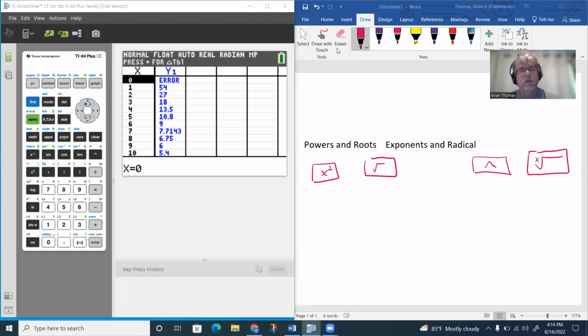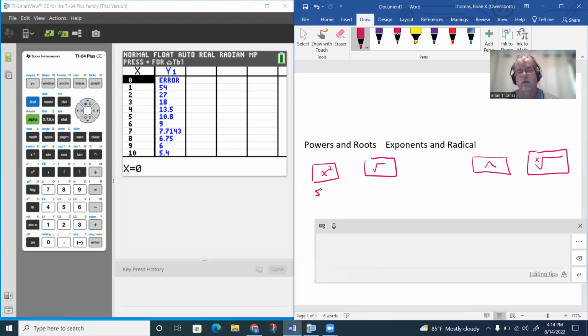This activity is on the TI-84. We're going to show you how to do powers and roots and things like that. The most common two are what we call the power two, or the square button. And if you see this symbol, this is referred to as its inverse, or the square root button.